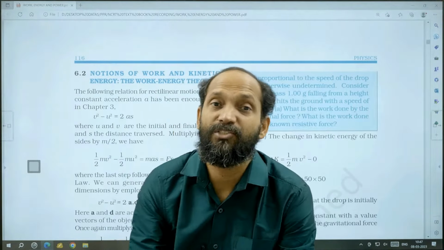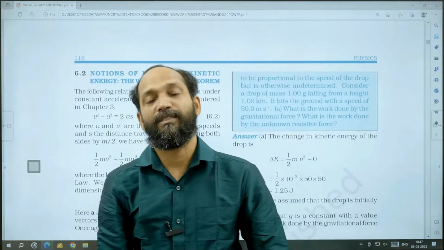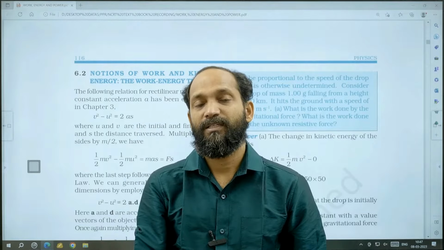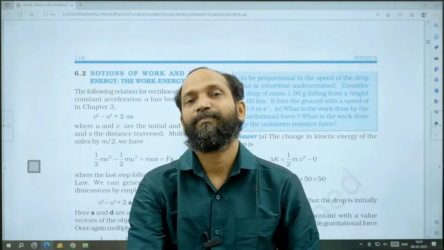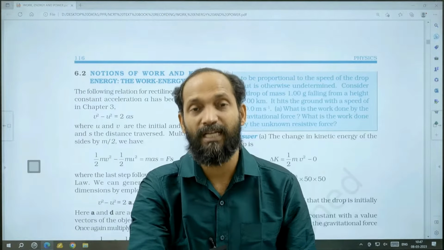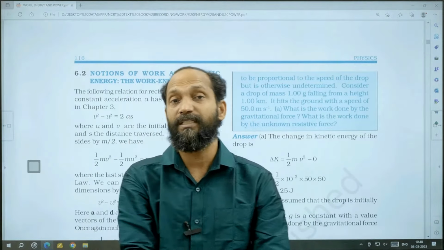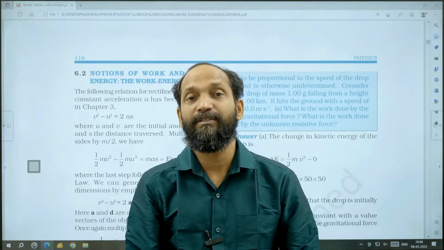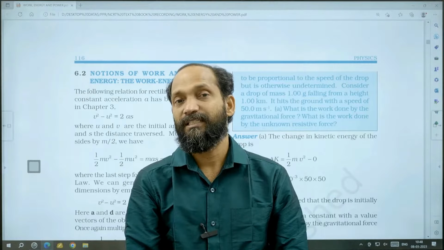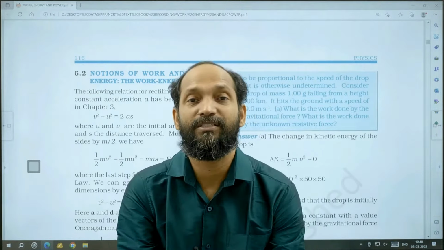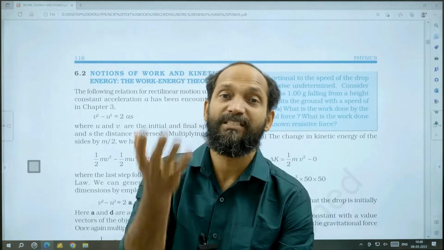When an object is lifted up from the surface of the earth, the lifting force is acting upward, and the conservative force is acting downward. Displacement is upward, the conservative force is downward. The angle between force and displacement is 180. Then work done by gravity, the conservative force, is negative. So the conservative force has done negative work, so potential energy increased.